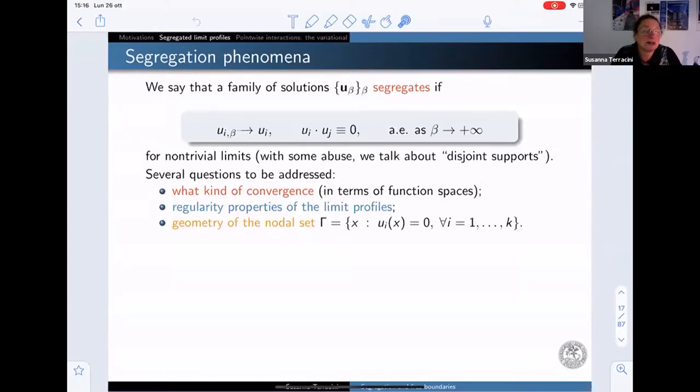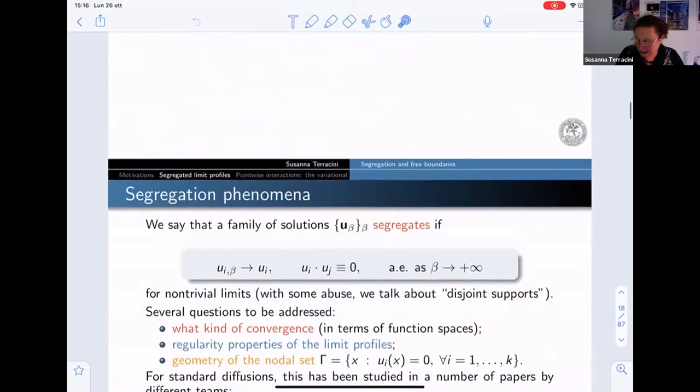And the limit has components of the limiting vector with disjoint supports, with some abuse because supports usually involve some topological property, but we will just think of having disjoint supports, where the positivity sets are disjoint, at least up to zero measure subsets. And then we will address the questions of what kind of convergence, what are the regularity properties of the limiting profiles, and what is the geometry of the nodal set.